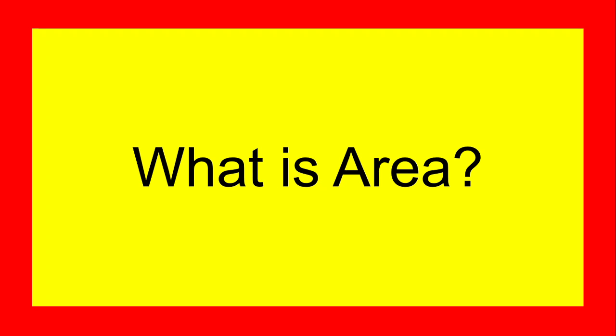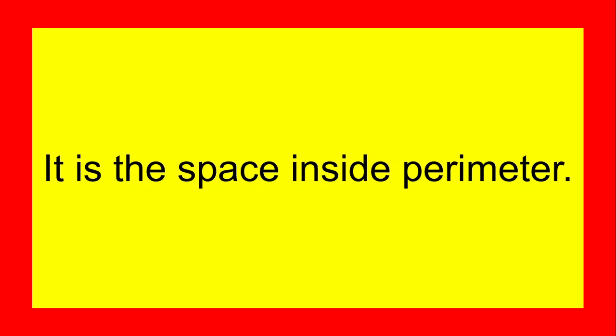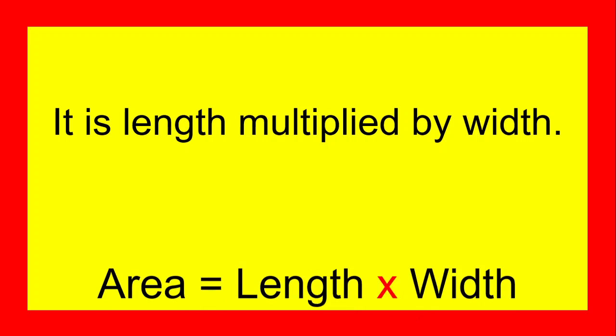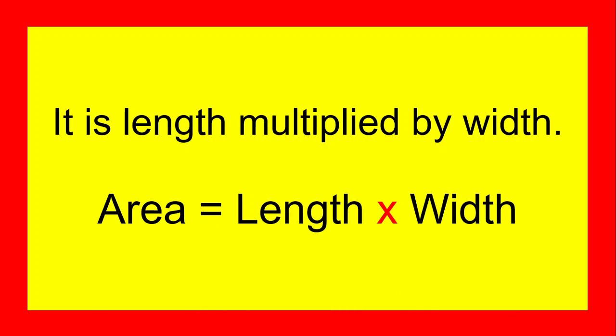Today we are going to learn about area. So let's see what area is. It is the space inside the perimeter, and it is length multiplied by width. So to calculate area, we multiply length with the width.